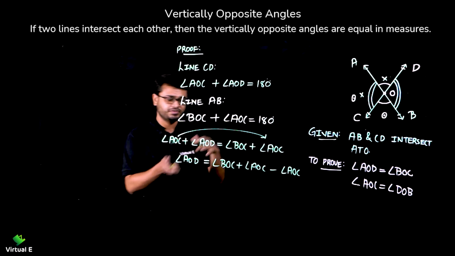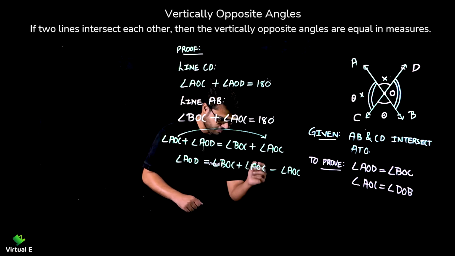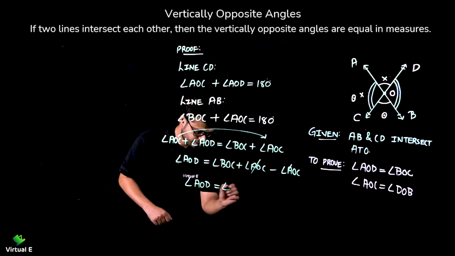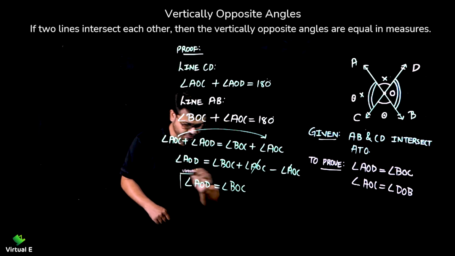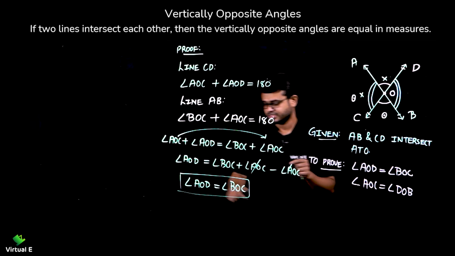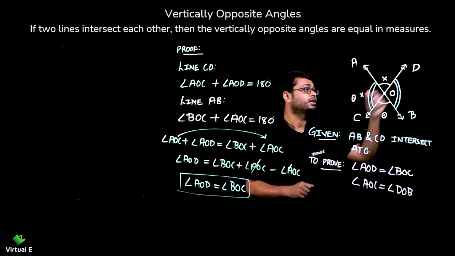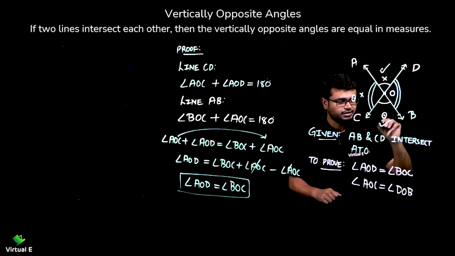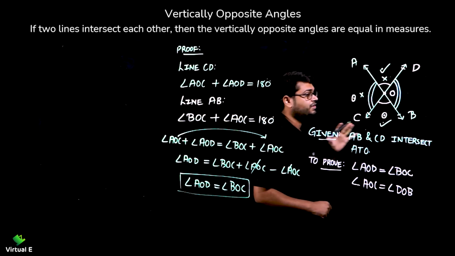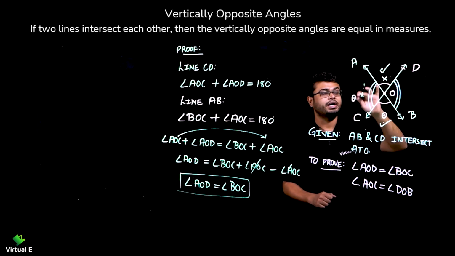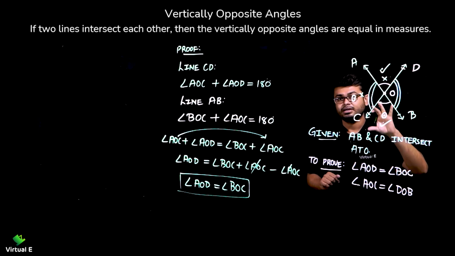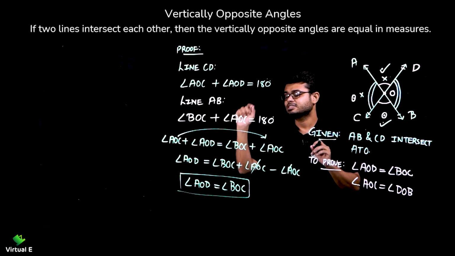Linear equation property: if you shift something, change the sign. See, positive AOC and negative AOC. So here angle AOD is equal to angle BOC. We proved it. This was the first statement we needed to prove: angle AOD is equal to BOC. We proved that this angle and this angle are equal. Very simple, right? How did we start? You take line CD, and any two angles you can take. But when you take the other line, AB, you need to take two angles in a manner that they have at least one common angle.